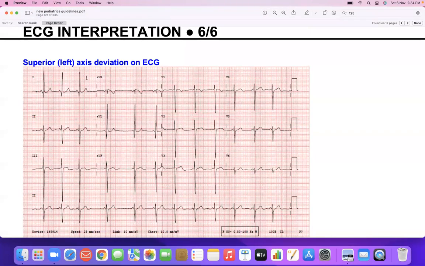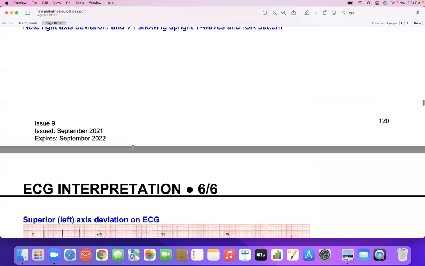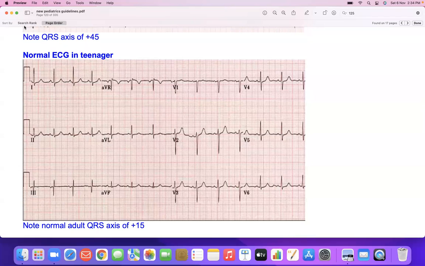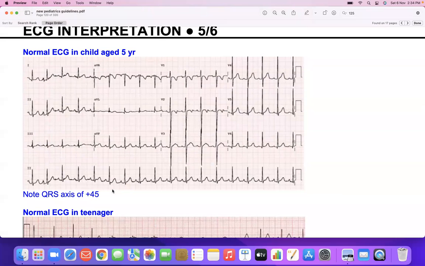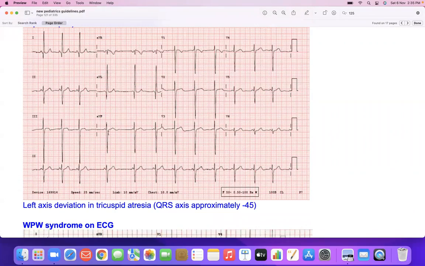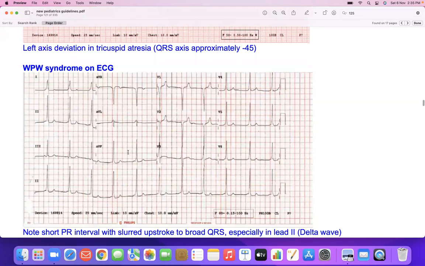See superior axis deviation, just observe the aVF. You'll observe the lead aVF, okay? Observe in a normal child, then observe in the abnormal child. This is not normal. We'll go for the normal ECG. See the aVF here is upright, right? And one more normal ECG. aVF here is upright, right? So in superior axis, what is happening here? See the aVF here. Most of it is down. This is WPW syndrome with a delta wave.